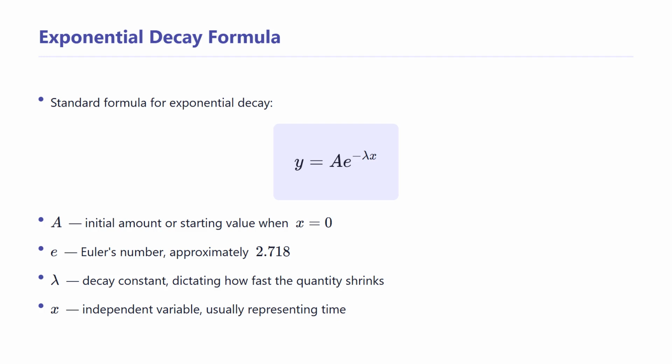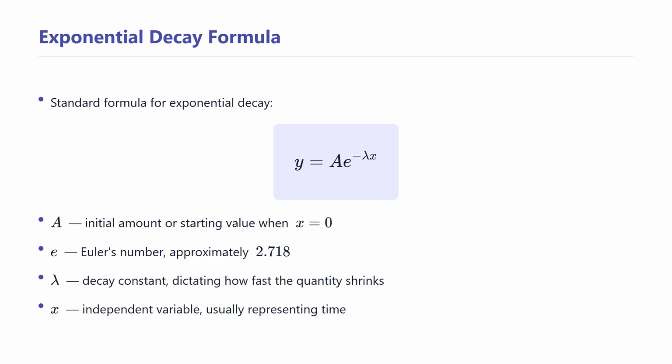This brings us to the mathematical formula for exponential decay. The equation is y equals a times e raised to the power of negative lambda x. Let us break this down. The symbol a represents the initial amount when time x is 0. The letter e is Euler's number, a fundamental constant roughly equal to 2.718.